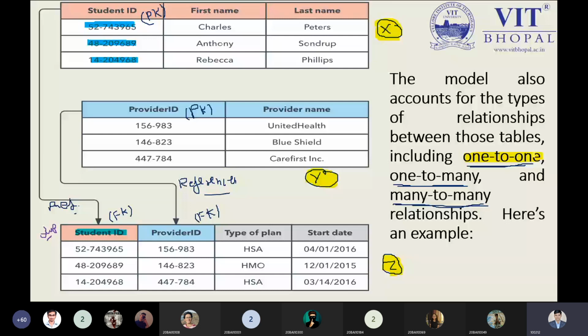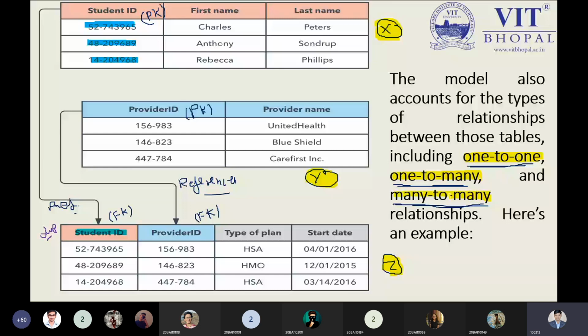Not degree, I'm talking about subjects. A student can opt for many subjects. So this is a mapping between the subject and student details. We have one-to-many and many-to-many. Many faculty can teach many students. As a faculty, I can teach many students. So this is one-to-many. And many-to-many means many faculties can teach many students. So this is known as a many-to-many relationship.